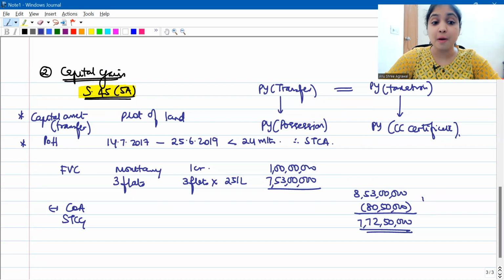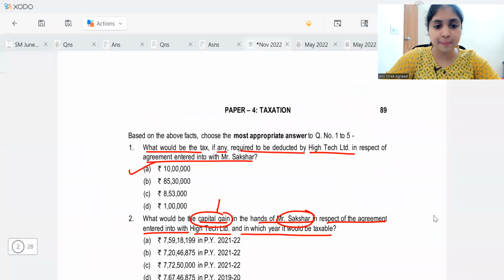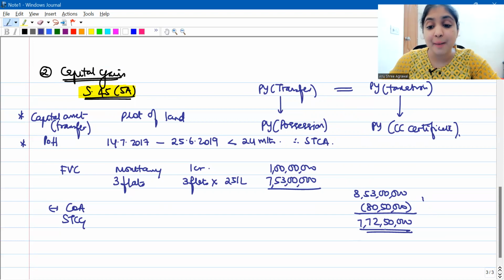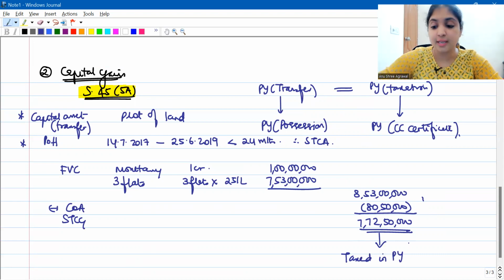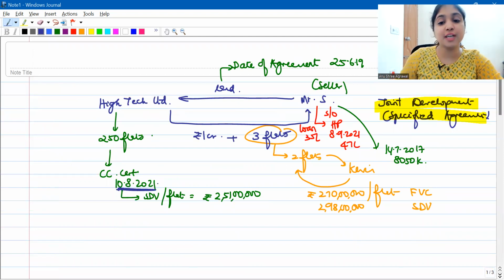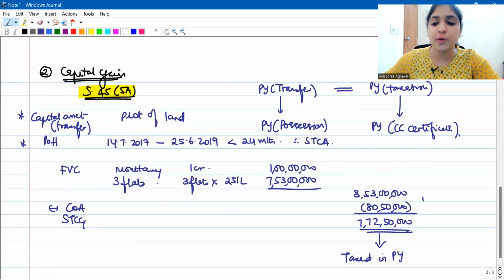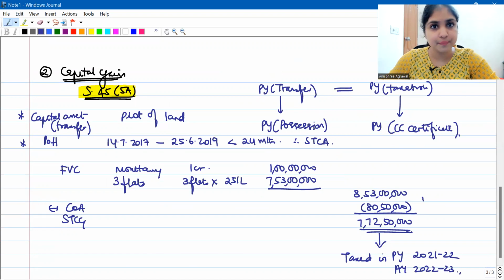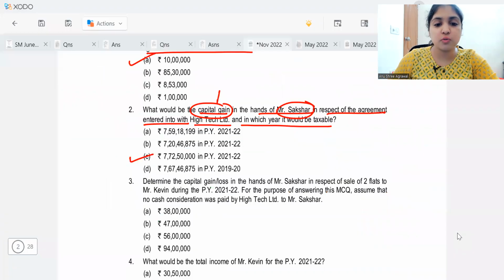All right, so this is it about our discussion regarding the second subdivision. So what is the capital gain number? Short-term capital gain we just calculated, 7 crore 72 lakh 50,000. But then this capital gains number will be taxed when? It will be taxed only in the previous year in which we received the construction completion certificate. When are we receiving the construction completion certificate? On 10th August 2021, which is going to be previous year 21-22, nothing but assessment year 22-23. So it will be taxed in the year in which we get the construction completion certificate. All right. So that is 7 crore 72 lakh 50,000 in previous year 21-22.